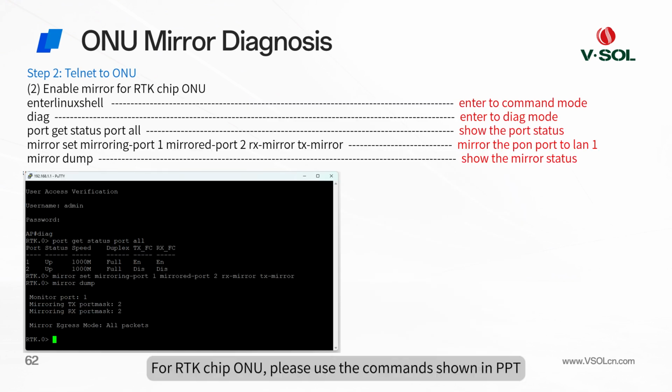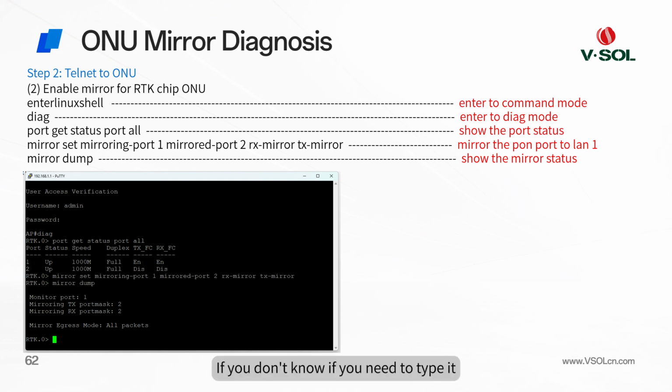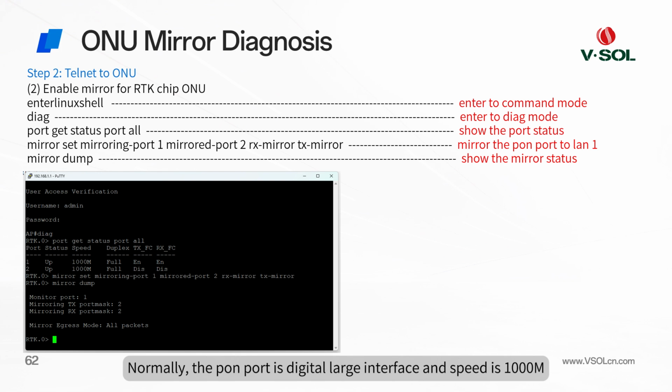For RTK chip ONU, please use the commands shown in the PPT. Some ONU need you to input the Enter Linux shell command to enter command mode first. If you don't know if you need to type it, you can just type it first after logging in to telnet. Then input the command to enter diag mode. And you can use the commands to show the ONU ports first. Normally, the PON port is the larger digital interface and the speed is 1000 mega. The LAN port is the smaller digital interface. The speed is the same as the computer network card speed.